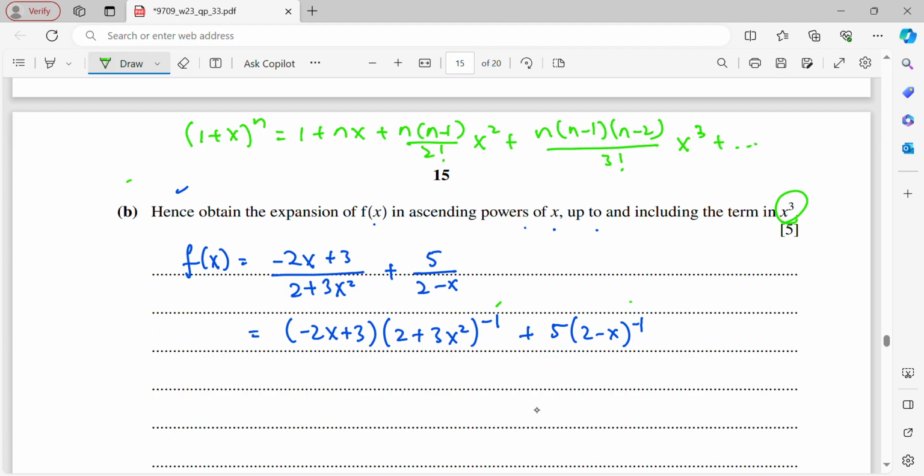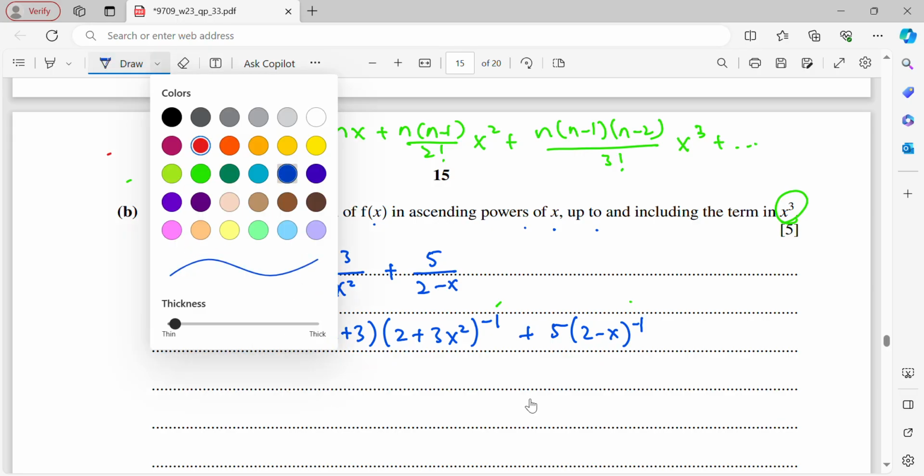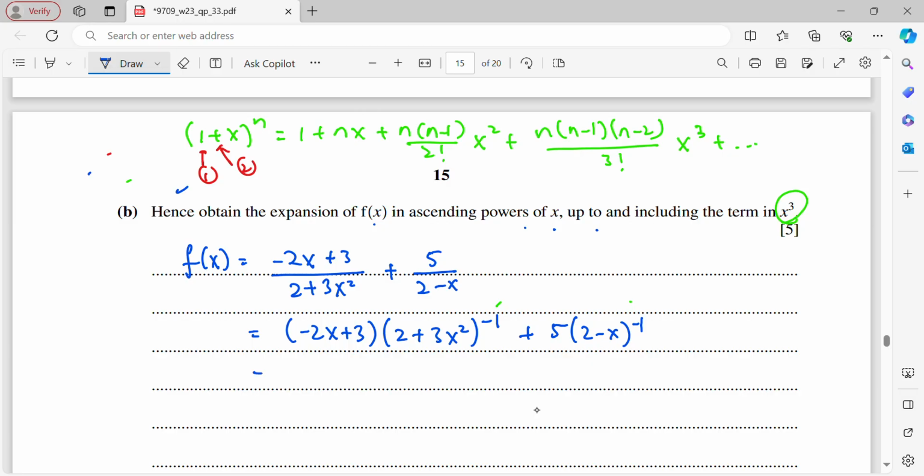There are two conditions for you to use this binomial expansion formula. The first one is it must be positive 1, and the second is plus x. The operation is plus. So from here, I need to change to this general form first. I notice that the first term here is 2, so to make it 1, I have to factorize 2. Therefore, you will be getting this. Here is already plus, so no problem.